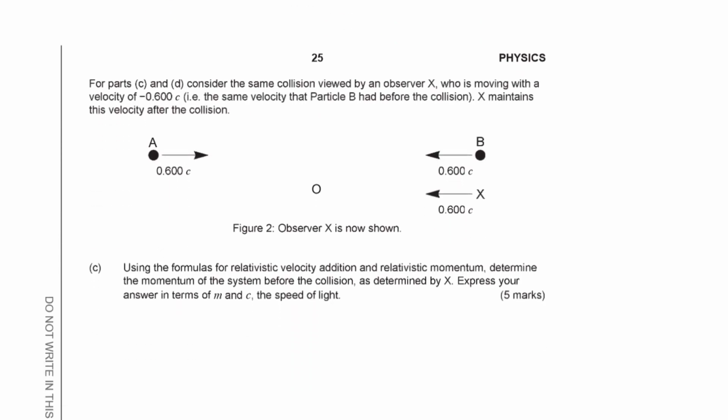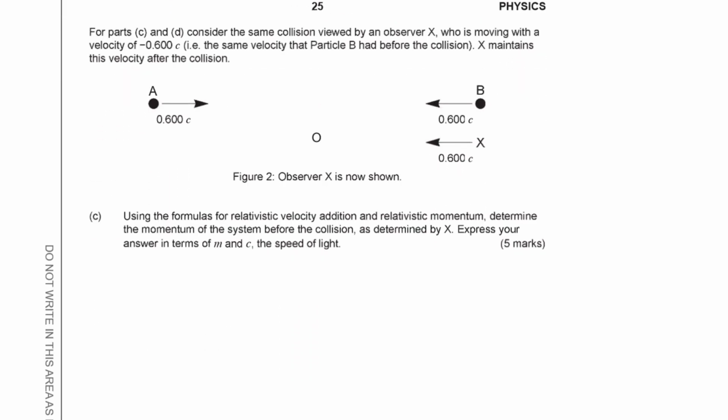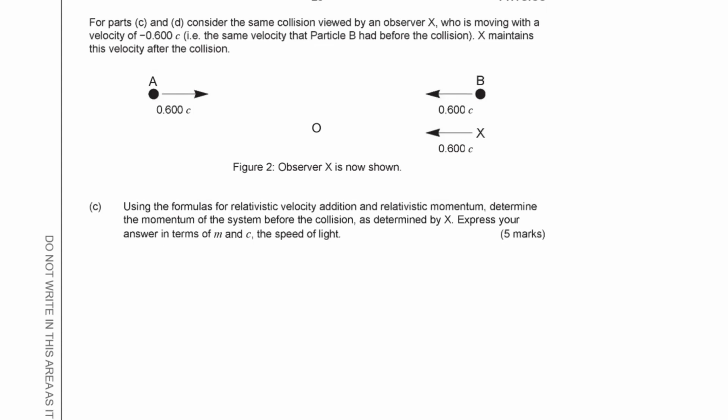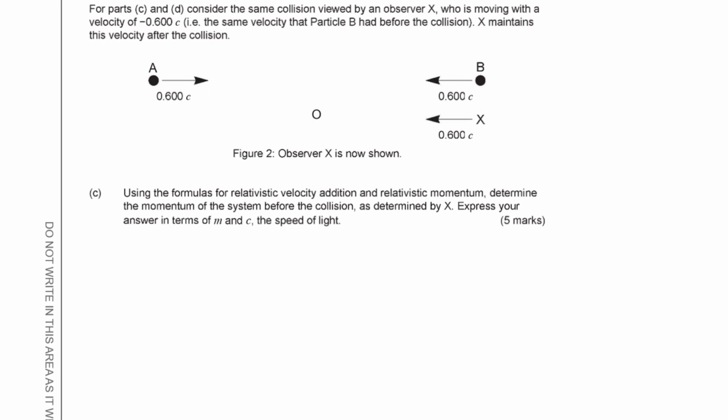Okay. So the next part of the question, we've got an observer now sitting with particle B. So there's a bit involved in this question. It's saying to use the formula for relativistic velocity addition.